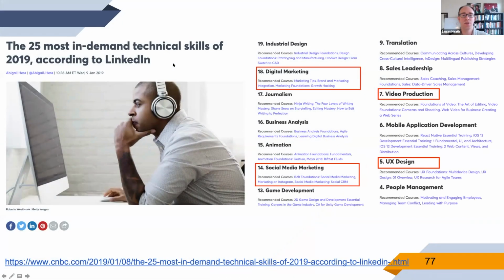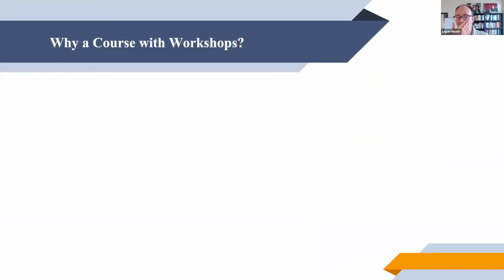Like we talked about, digital marketing skills are really, really in demand, and schools have not necessarily kept up with training people in it. I know Madison College and UW do have digital marketing programs, but they're not keeping up with the demand. So why a course, and why a course with workshops?